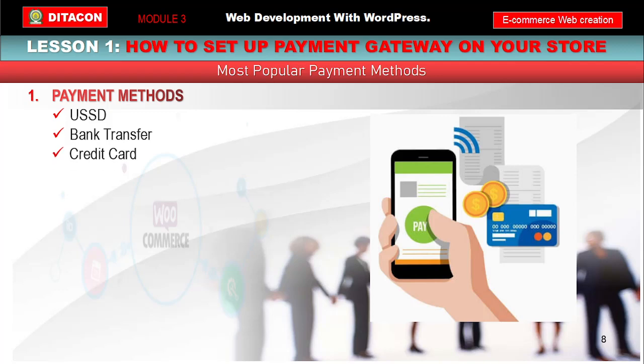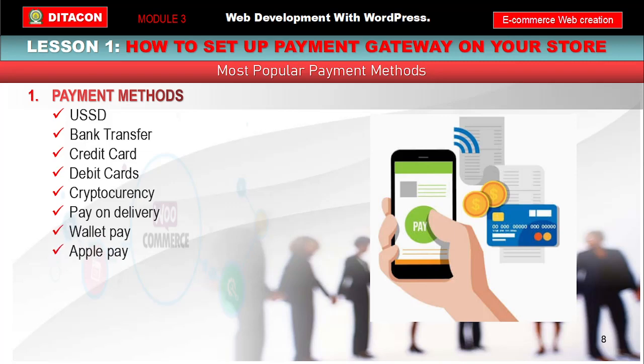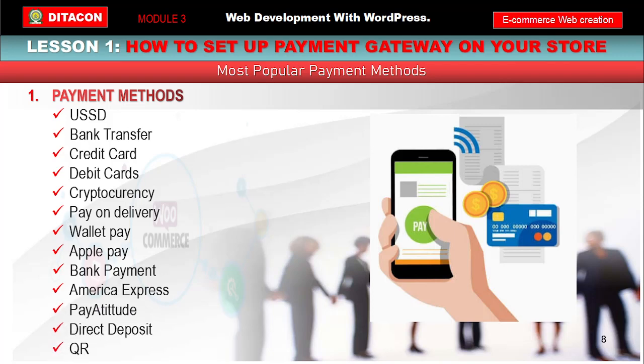So bank transfer, credit card, debit card, cryptocurrency, pay on delivery, wallet pay, Apple Pay, bank payments, American Express, direct debit, direct deposit, and QR. So I cannot be explaining all those things one after another, but I will just select some. Though Paystack does not have the cryptocurrency feature as yet, and they don't have wallet pay also, you can see pay on delivery and wallet pay. You can integrate that one directly from your WooCommerce, at the same time with cryptocurrency payment.